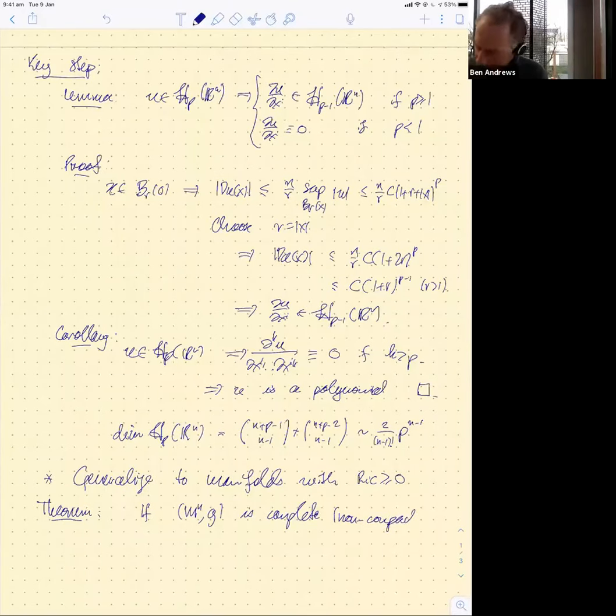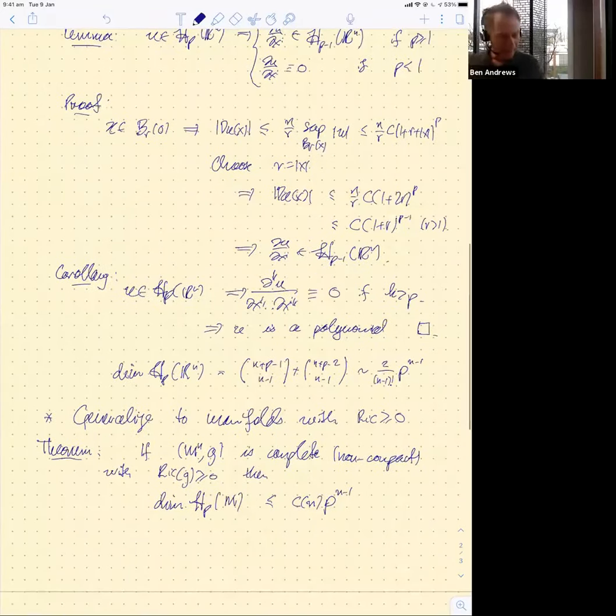with the Ricci curvature of g greater than or equal to 0, then the dimension of the space of harmonic functions of polynomial growth on M is bounded by some constant which depends only on n times p to the n minus 1. Okay, so we'll take a little while to get that far, and today mostly what I want to do is talk about some background results on manifolds with non-negative Ricci curvature.